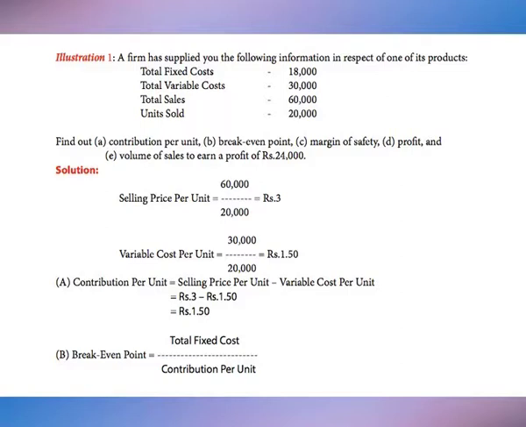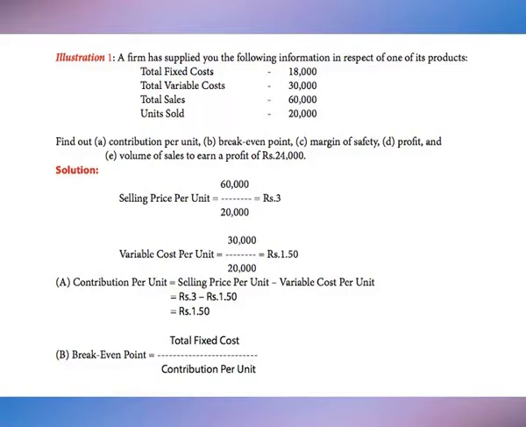Total fixed cost is 18,000, total variable cost is 30,000, total sales is 60,000 and units sold is 20,000. Find out A. the contribution per unit, B. break-even point, C. margin of safety, D. the profit, and E. volume of sales to earn a profit of Rs 24,000.